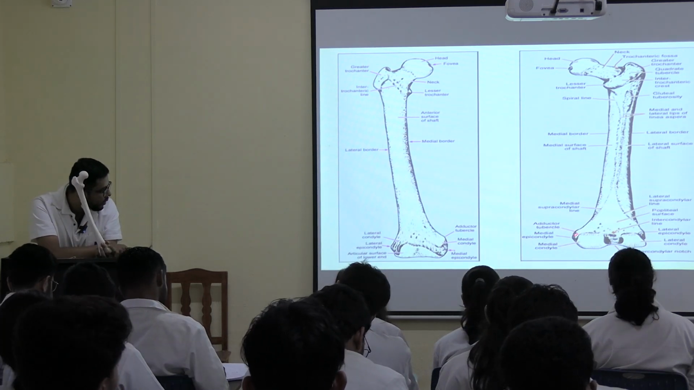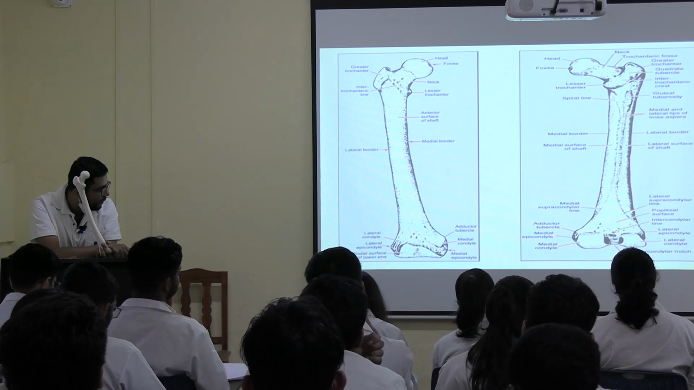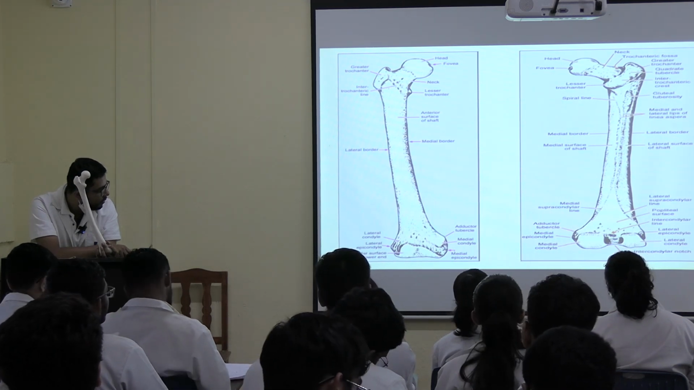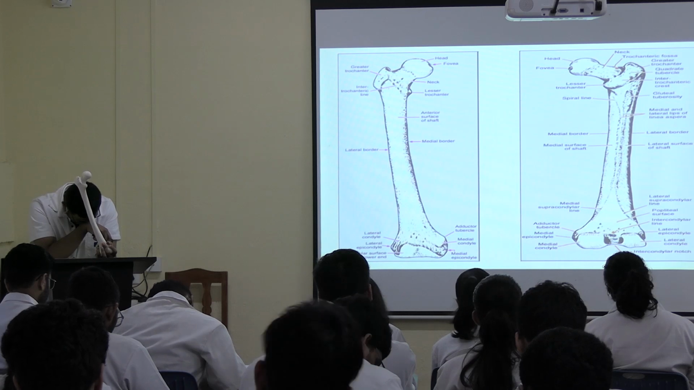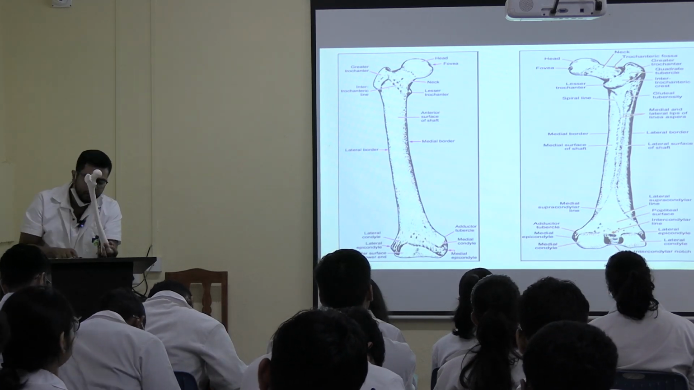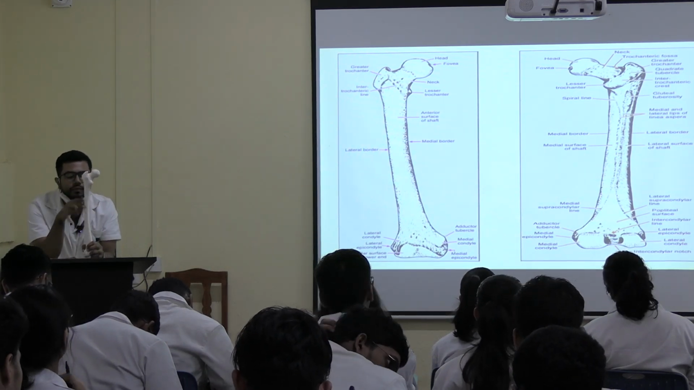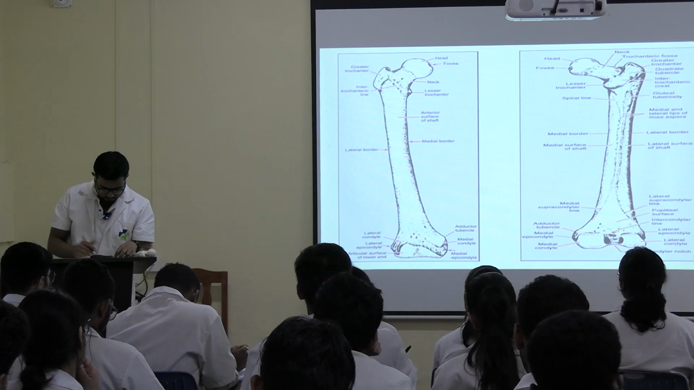And there is another bony prominent part. This is the adductor tubercle. It is above the medial epicondyle, on the medial border, medial aspect. On the medial aspect, above the medial epicondyle, there is a bony prominence called adductor tubercle. These are about the parts.